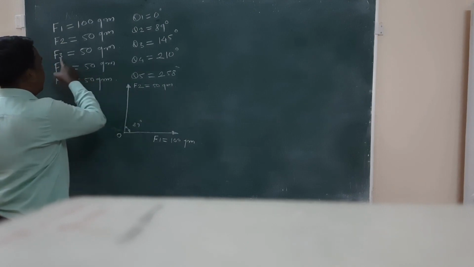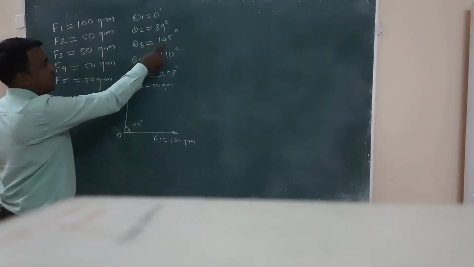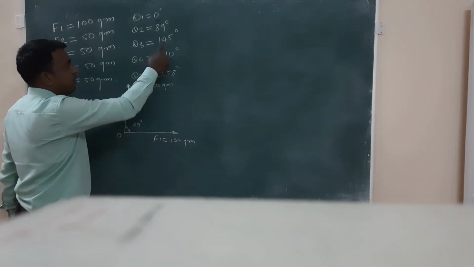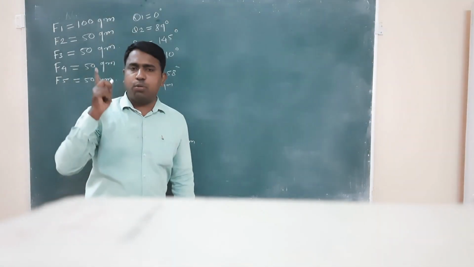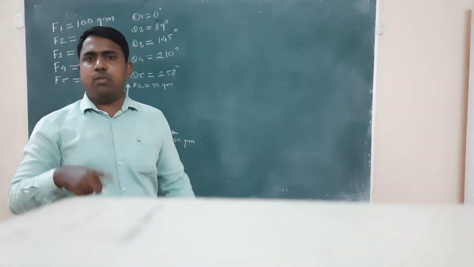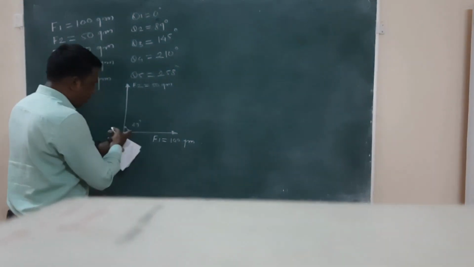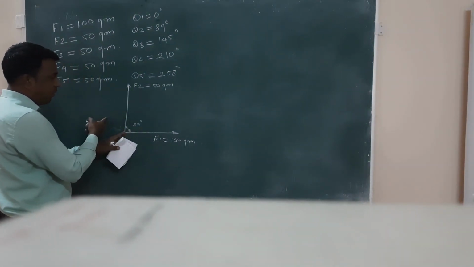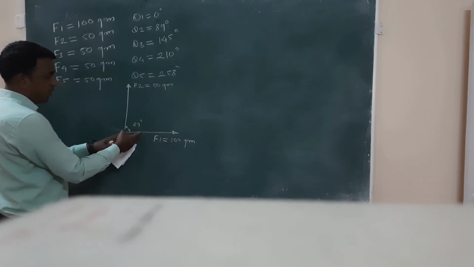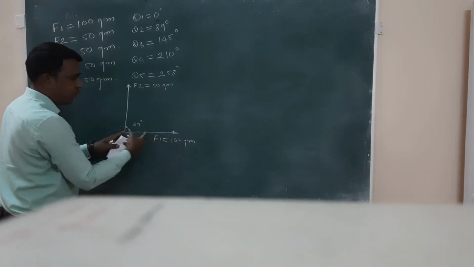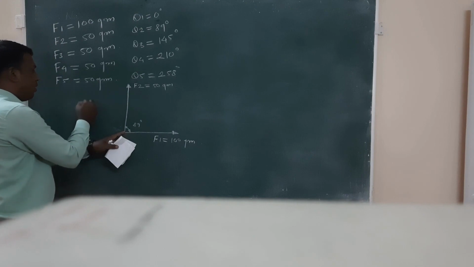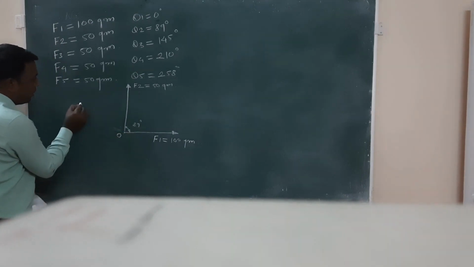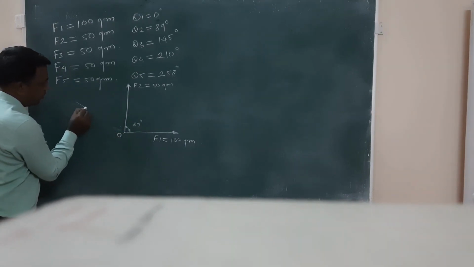Then the next force is F3, having the angle of 145. So that 145 degree angle is with respect to the first force. It is not with respect to the second force. So from here you have to draw the third line which is having the angle of 145 degree. So measure from here, with respect to the F1 force, the third line at an angle of 145 degree.